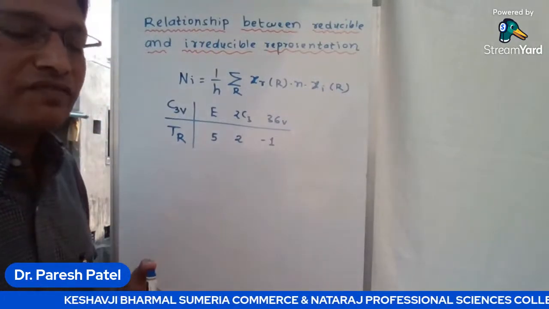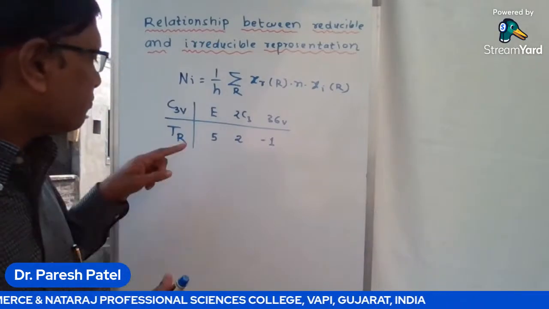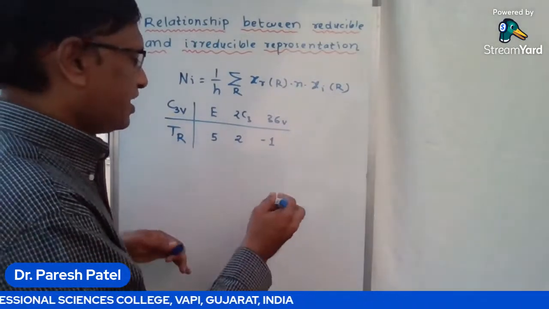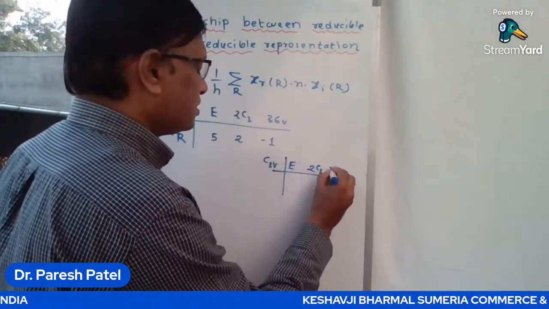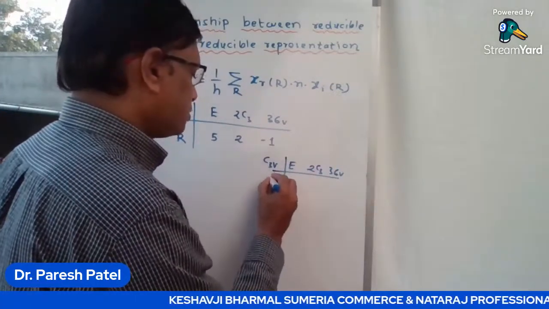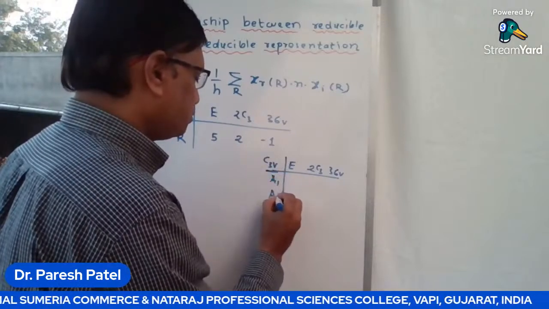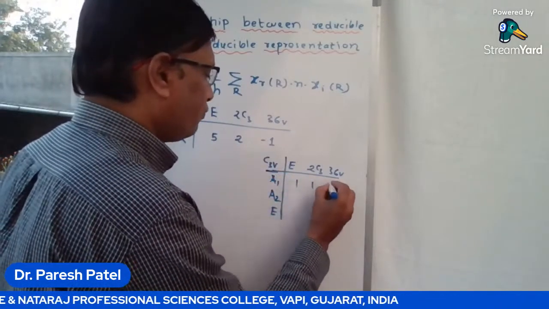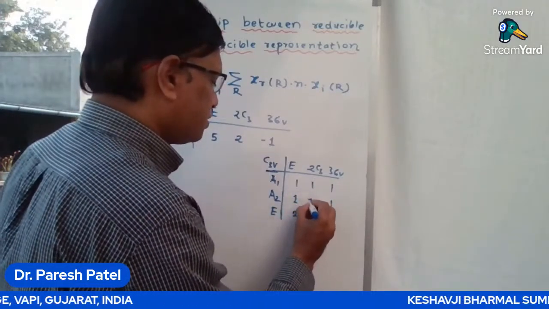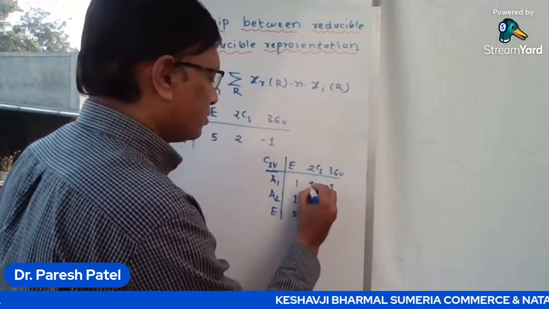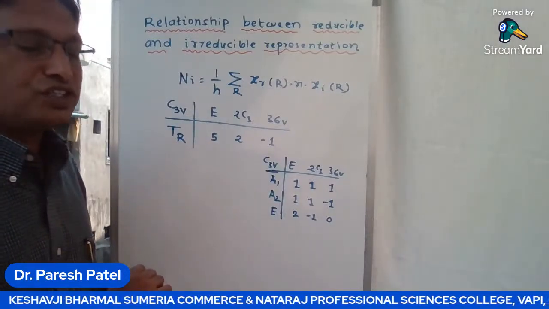For this, we require the character table for the C3v point group. And we know the characters for the C3v point group: C3v, E, 2C3, 3 sigma v; A1: 1, 1, 1; A2: 1, 1, minus 1; and E: 2, minus 1, 0. So this is the character table for the C3v point group. Now we have to convert this reducible representation into irreducible components.